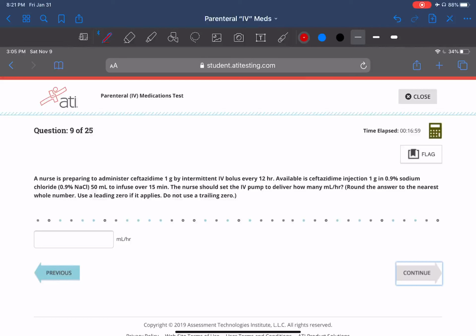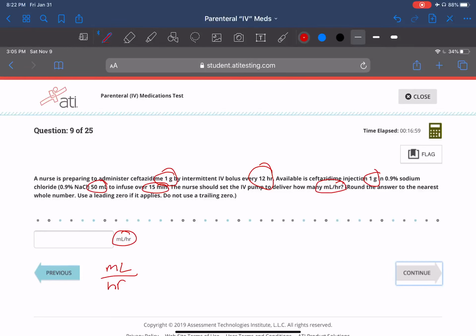Okay, so a nurse is preparing to administer ceftazidime, 1 gram for 12 hours. Available is the same thing, 1 gram in 50 ml, which is to infuse over 15 minutes. Let's see, the nurse sets the IV pump to deliver how many ml per hour? That's what they're asking. That's the most important thing, is the ml per hour.